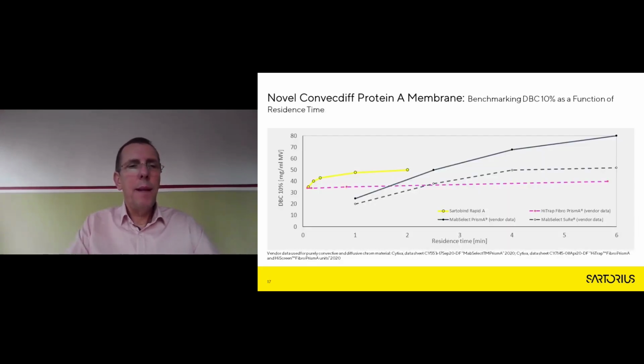Benchmarking the dynamic binding capacity at 10% breakthrough as a function of residence time to state-of-the-art resins and fibrous convective material, the performance advantages become apparent. The new convective material exhibits high binding capacity already at short residence times. In addition, dynamic binding capacity can be modulated to even higher values when the residence time is increased, similar to the behavior of resin beads.